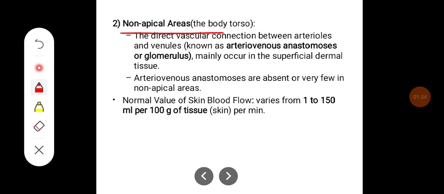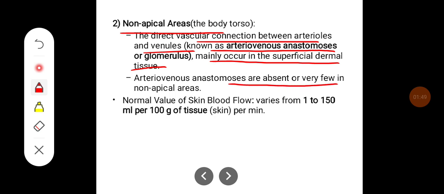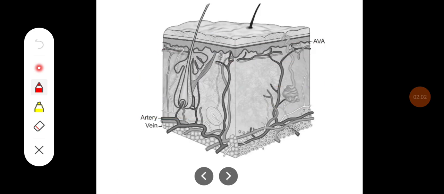In non-apical areas like the body and torso, the direct vascular connections between arterioles and venules, which are known as arteriovenous anastomosis, mainly occur in the superficial dermal tissue. Arteriovenous anastomosis are absent or very few in the non-apical area. The normal value of skin blood flow varies from 1 to 150 ml per 100 gram of tissue per minute. So this is the diagram showing where arteriovenous anastomosis occurs in the skin.